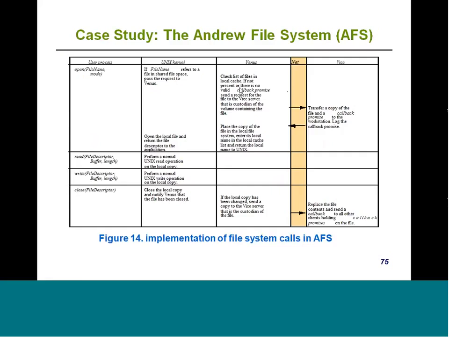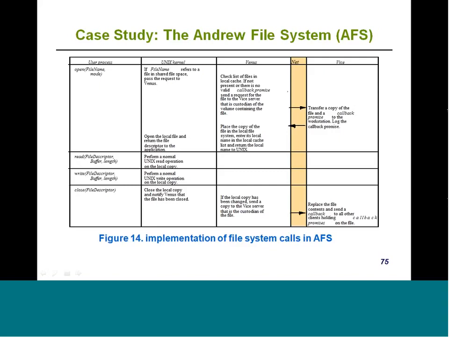So let's look at this process in a little bit more detail. Here the user process calls open, and we know this command, open with the file name and the mode. Once the user process initiates this command, the Unix kernel has code which says: if the file name refers to a file in the shared file space, pass the request to Venus. Otherwise, just open the local file and return the file to the user process. The result of this operation will be a file descriptor.